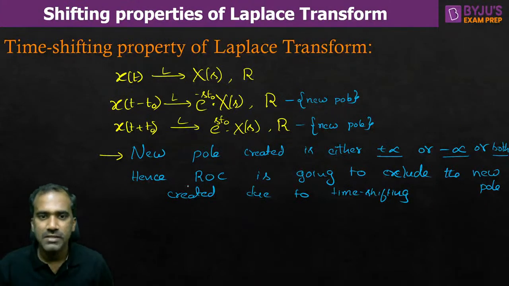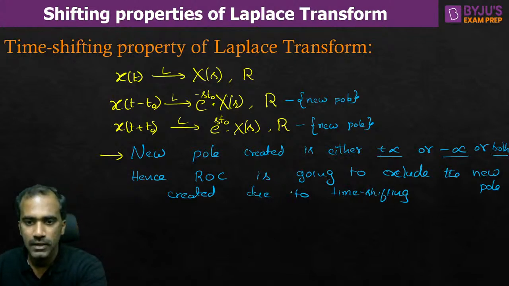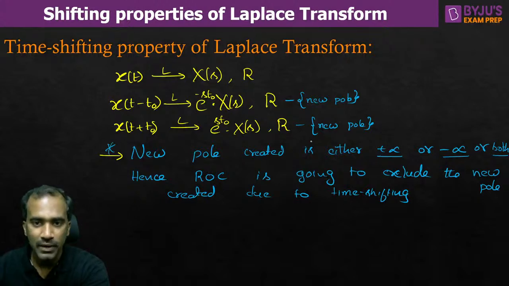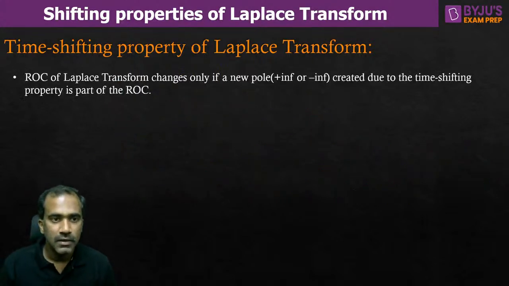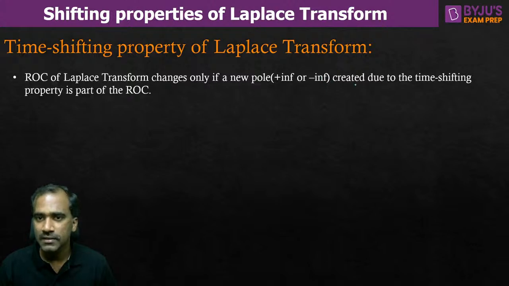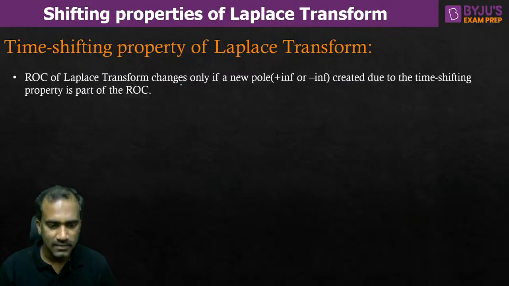Anyway, I hope the time shifting property is clear. I hope you have understood this statement. Read the statement again and try to understand what I've conveyed here. See the statement here. The ROC of the Laplace transform changes only if a new pole, either plus infinity or minus infinity, created due to the time shifting property, is part of the ROC. Whatever new pole is created, only if that is part of the ROC does the ROC change. Correct?